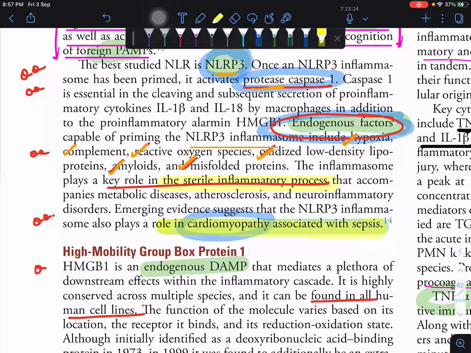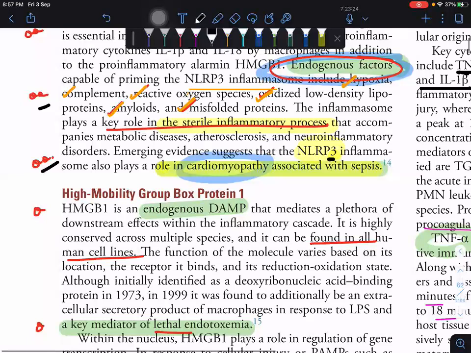Which are the inflammasomes involved in the cardiomyopathy associated sepsis? It is NLRP3. This 3 is very important. NLRP3 is very important. Another MCQ. These are the possible MCQs. They could not ask other than this. Whereas the MCQ is there, I already checked it.